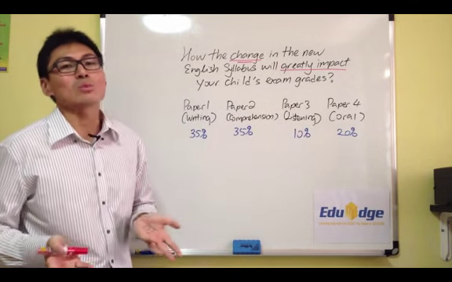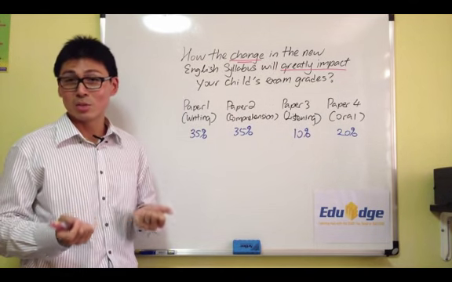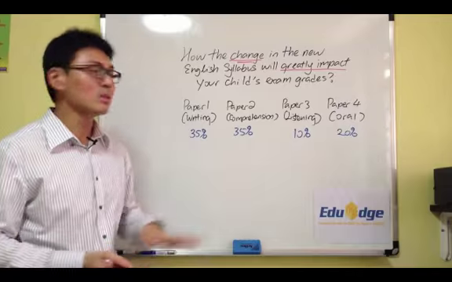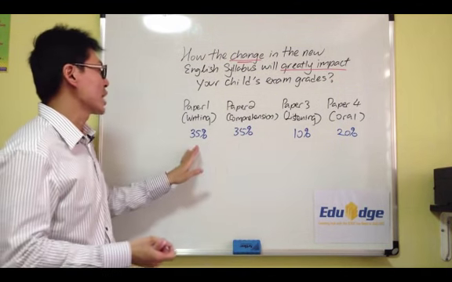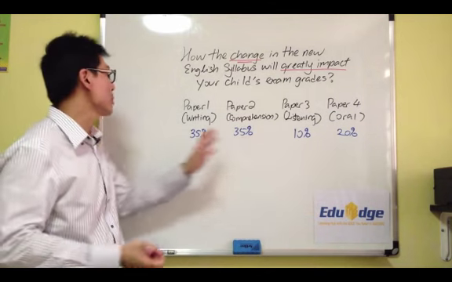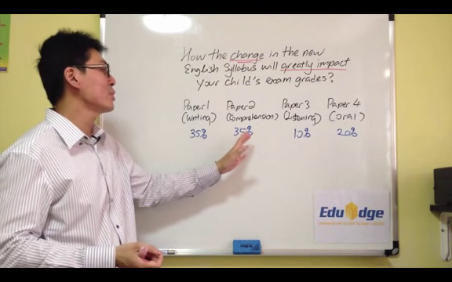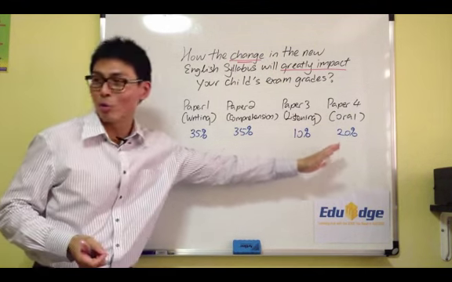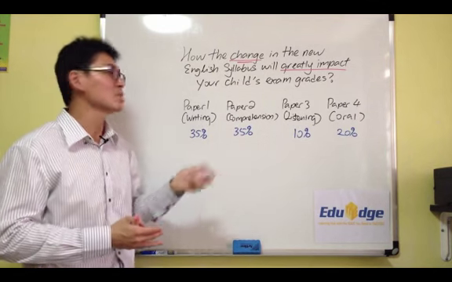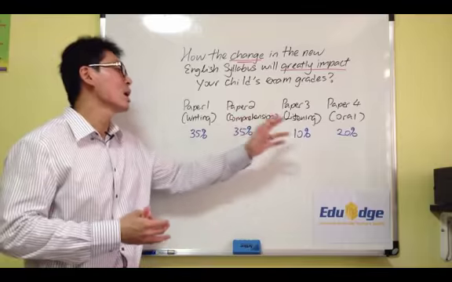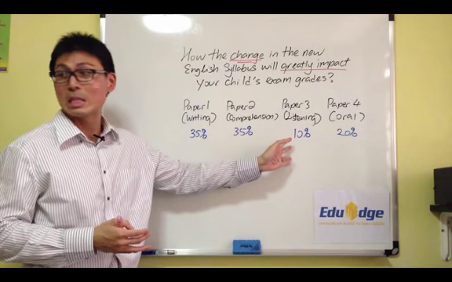Now, you may ask, what is exactly new and different in this new English syllabus? First of all, take a look over here. Under the new English syllabus, there are actually 4 paper components. Paper 1 is writing, Paper 2 is comprehension, Paper 3 listening, Paper 4 oral. What is different in this new syllabus as compared to the old syllabus? That is the addition of a new paper, what we call Paper 3 listening.